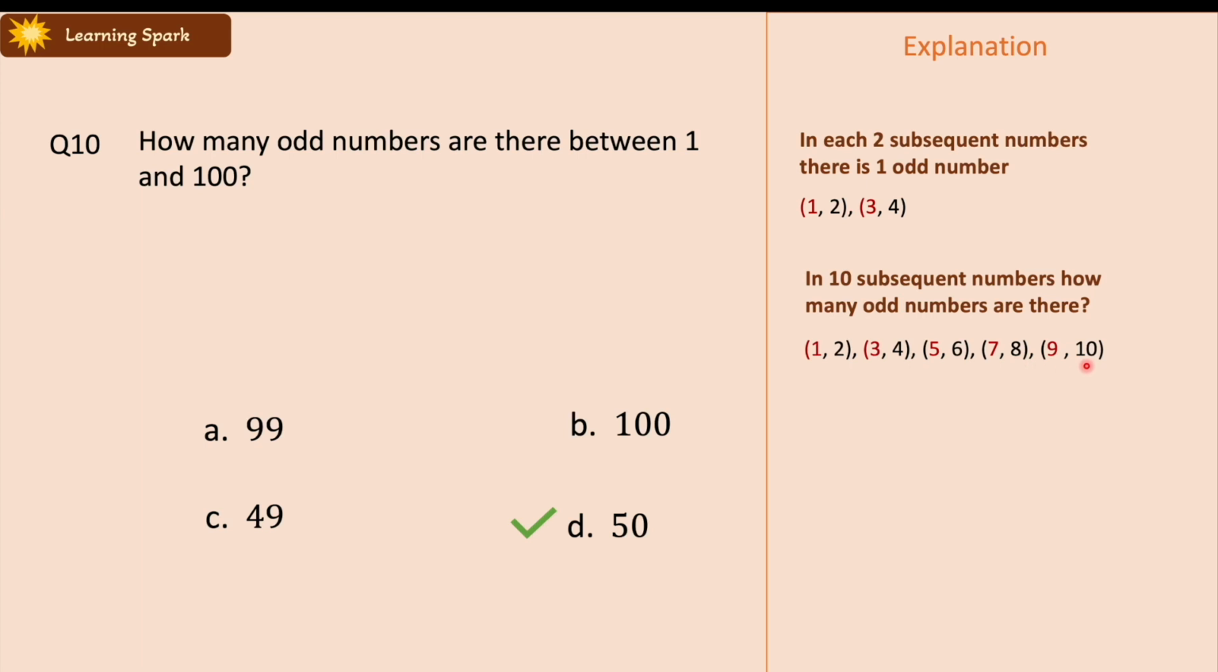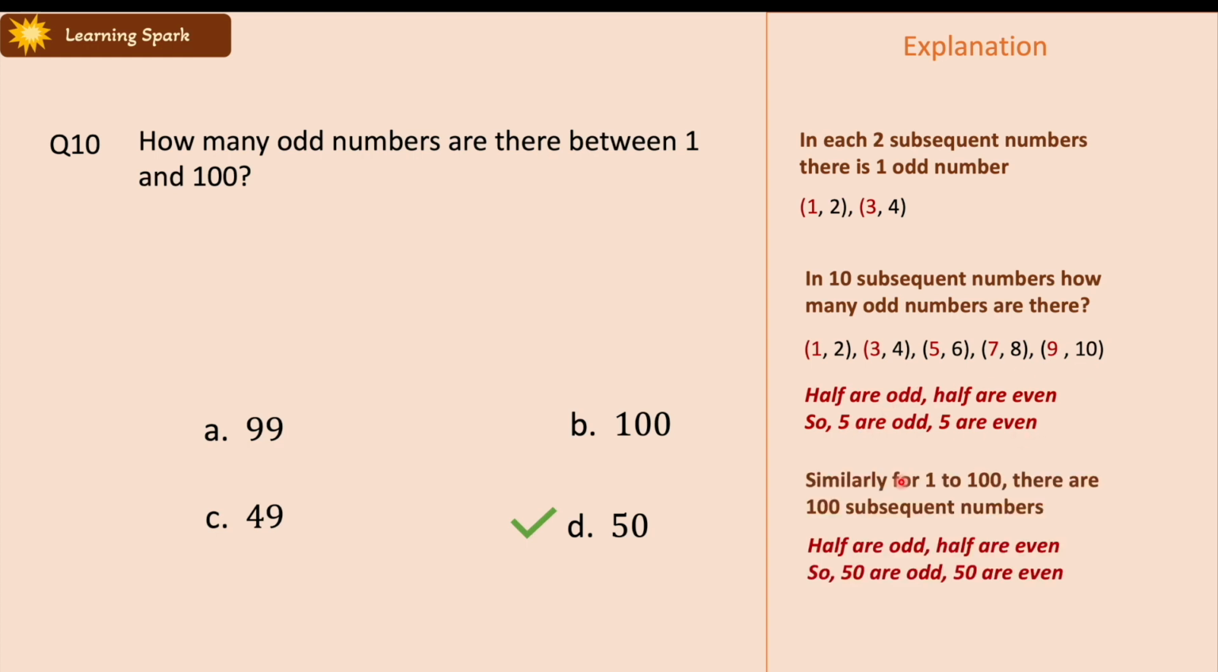So 5 and 5. Similarly, if you now think about 100, from 1 to 100, there are 100 subsequent numbers, so how many will be odd and how many will be even? Again, half of 100, which is 50, will be odd, and half of 100, which is 50, will be even. So here, how many are odd numbers? 50 odd numbers are there between 1 and 100. So here is the answer.